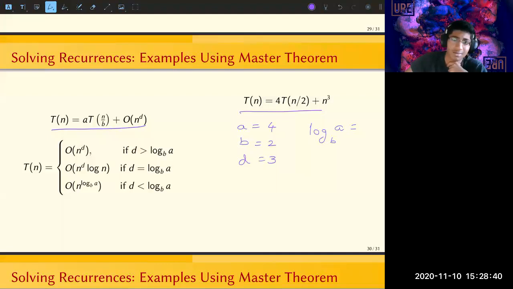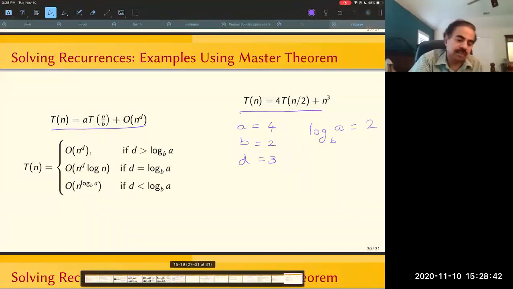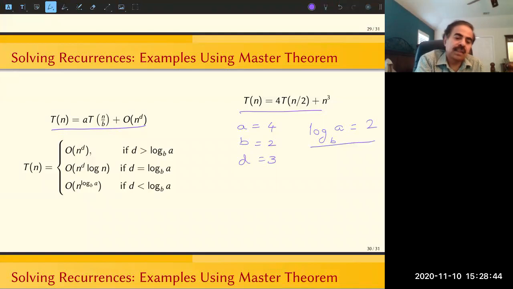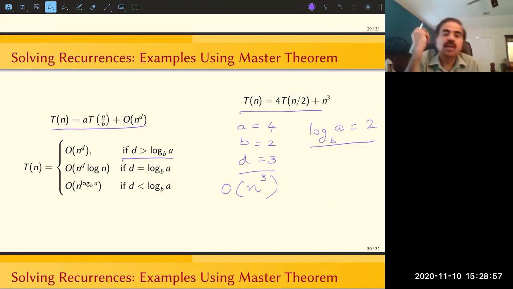So that is 2. Now we have these two quantities, and we can immediately say that d is greater than the log. So therefore, the solution is O of n to the power 3.